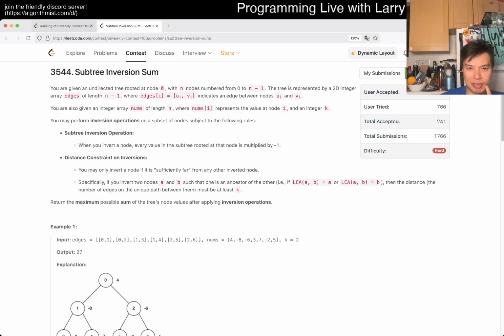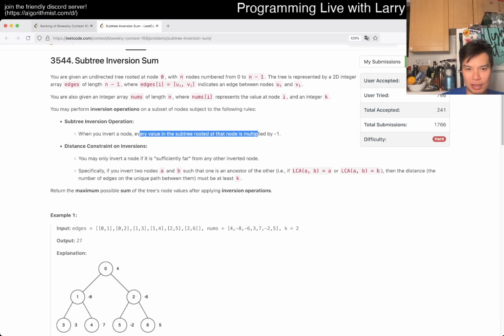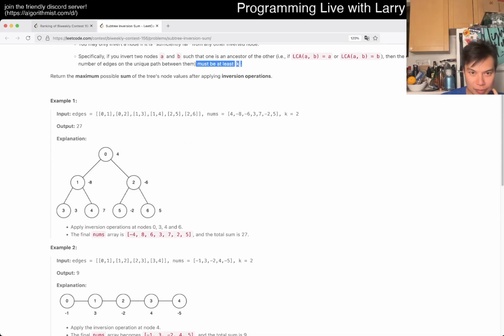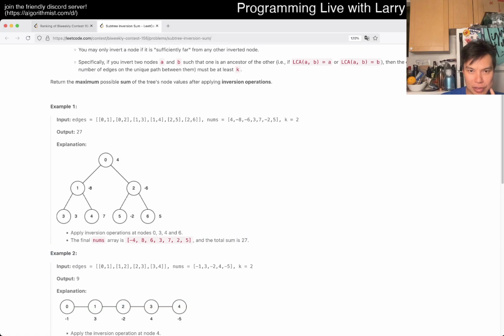Inversion operation on a subset of nodes: when you invert a node, every value in the root's subtree is multiplied by -1. Okay, you may only invert a node if it's sufficiently far from any inverted node. Okay, you can have two nodes A and B such that one is an ancestor, then the distance must be at least k. Okay, maybe, I don't know. Okay, so we have this thing. We have k is equal to 2.